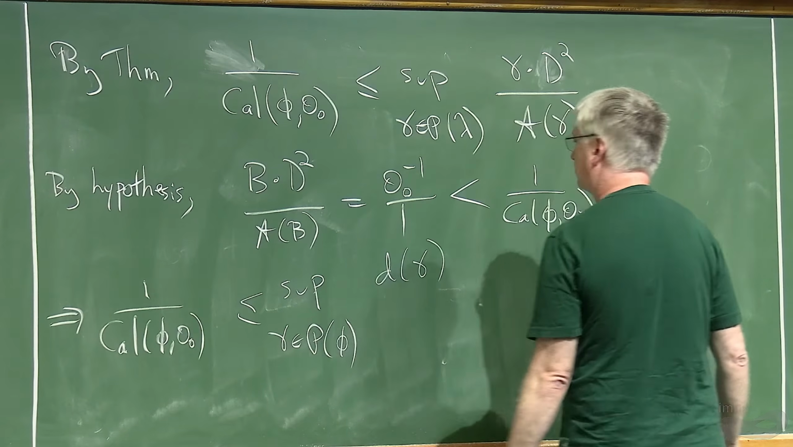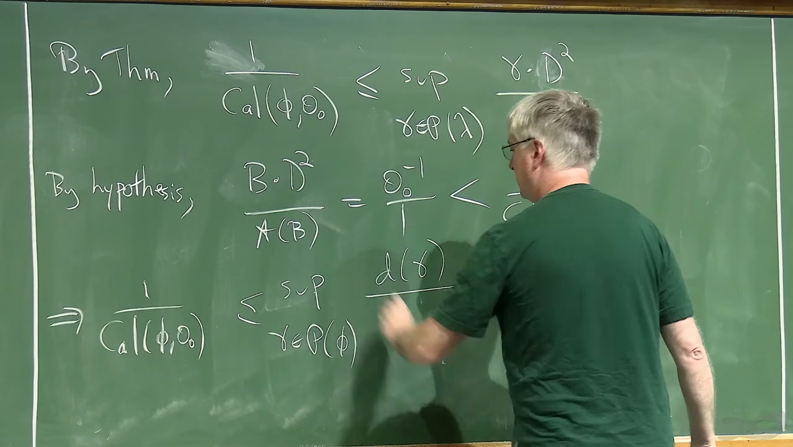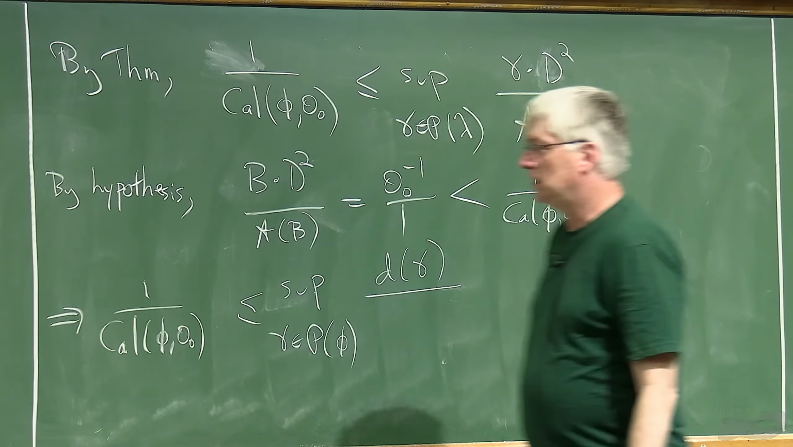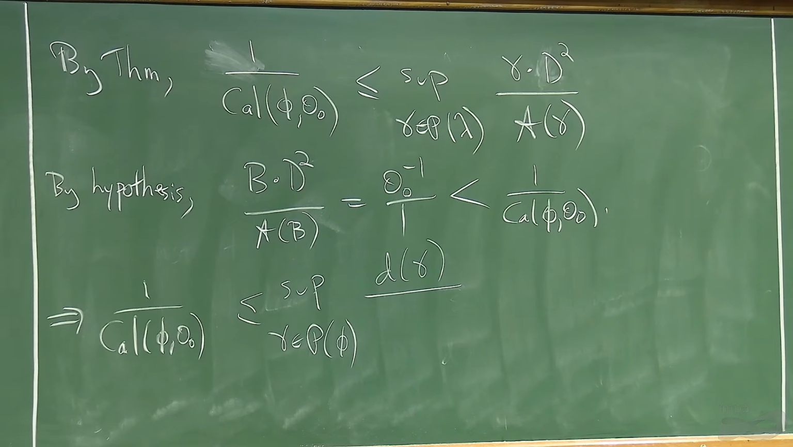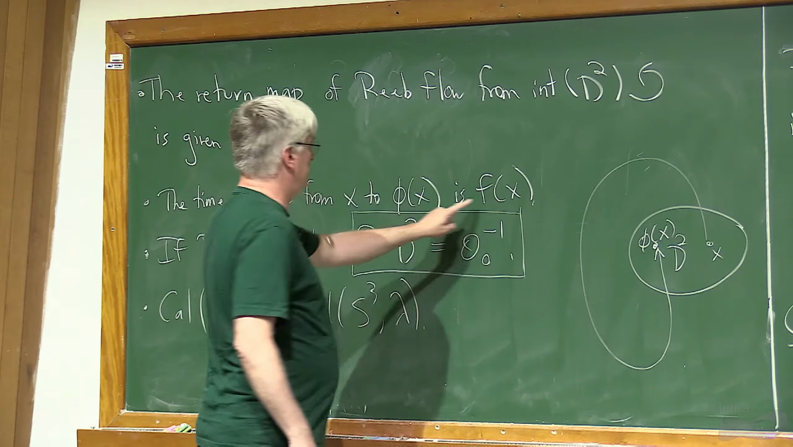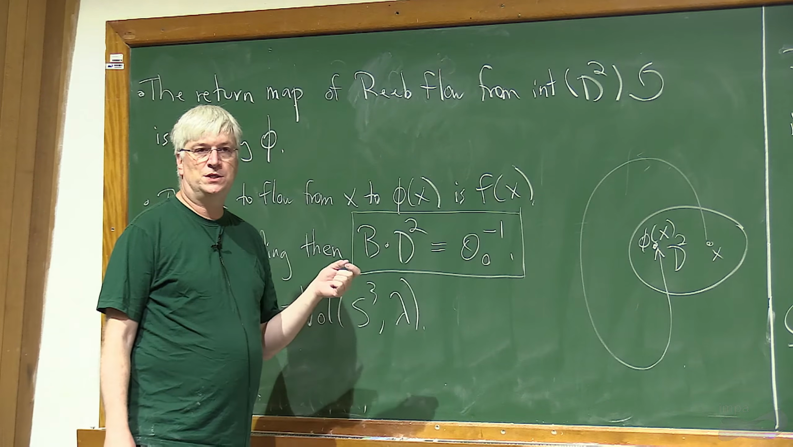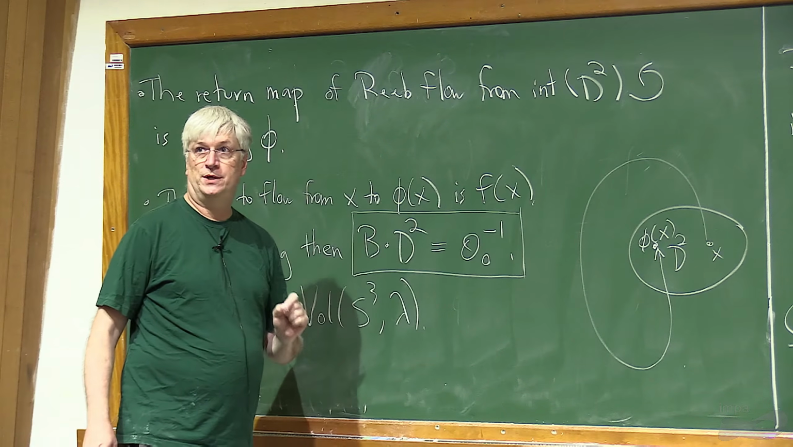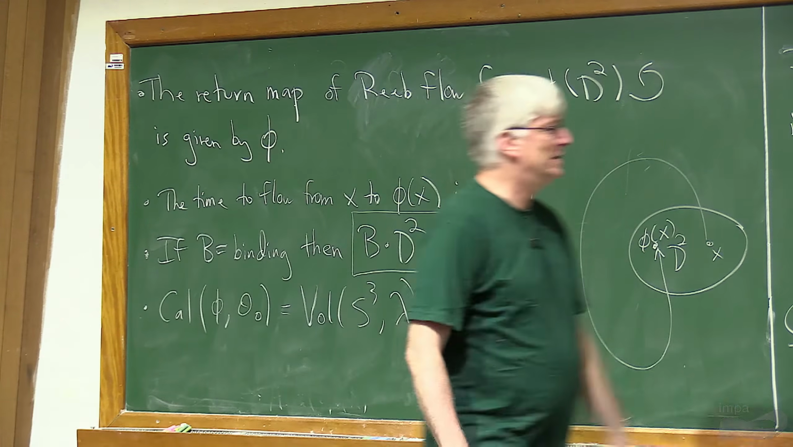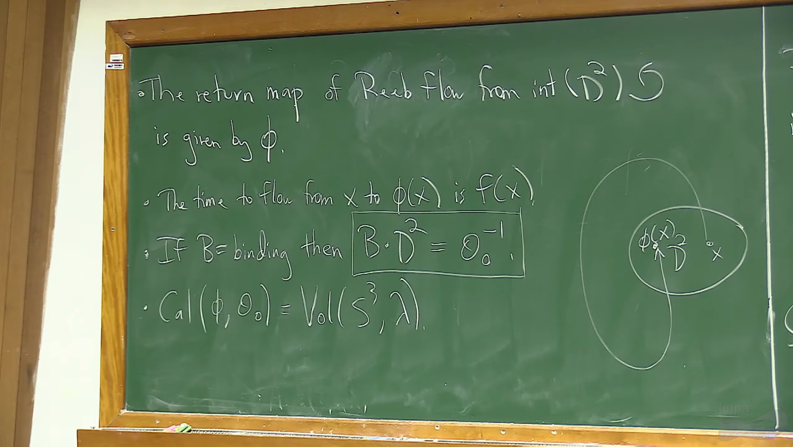And then what's the action? Well, because the time to flow from x to phi of x is f of x, that means the total time to go around this orbit is the sum of f over all the points on the orbit, which is what I was denoting by the action of the orbit.